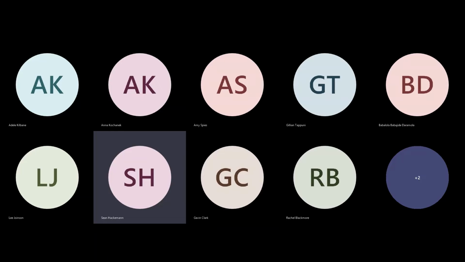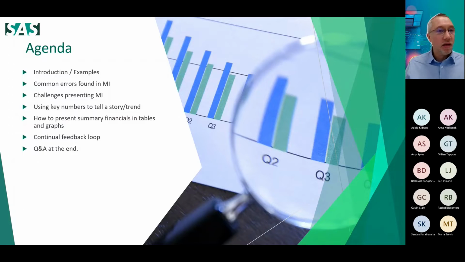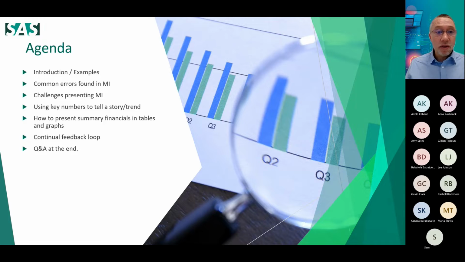We'll be doing is we'll just be covering a couple of examples of how we've worked with businesses in the past. Then we'll be moving on to common errors found in MI. So that's management information, also covers the terms of management accounts as well. We'll be looking at challenges presenting the MI. We'll be looking at key numbers on how to tell a story and how to present summary financials in tables and graphs. And then we'll finish off the session with a continual feedback loop that I really like, with a Q&A session at the end.